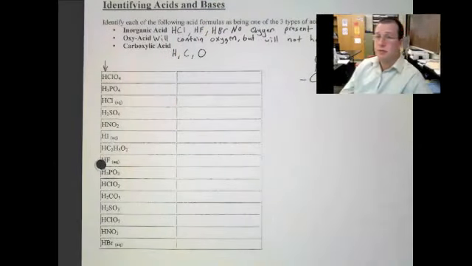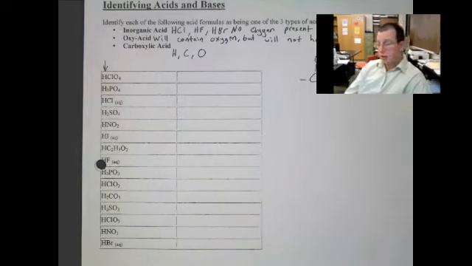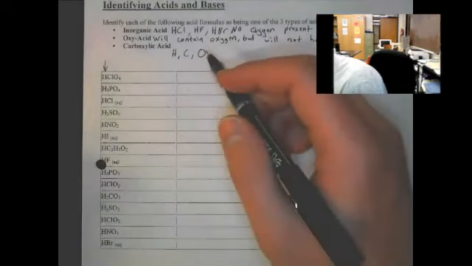So if you see all three of those in a chemical formula, you know then that it is a carboxylic acid. And that's all you have to do, is be able to recognize it. You don't have to write out the formulas yourself. You just have to be able to recognize the formulas. So, let's just go through a couple examples.